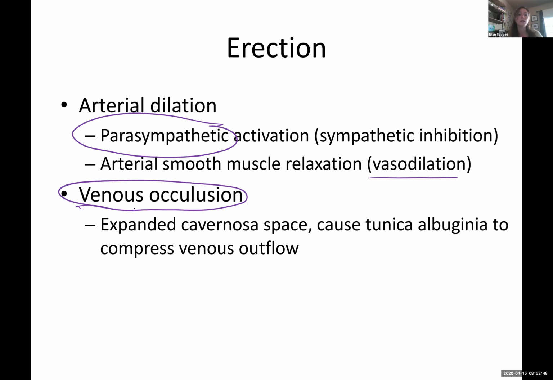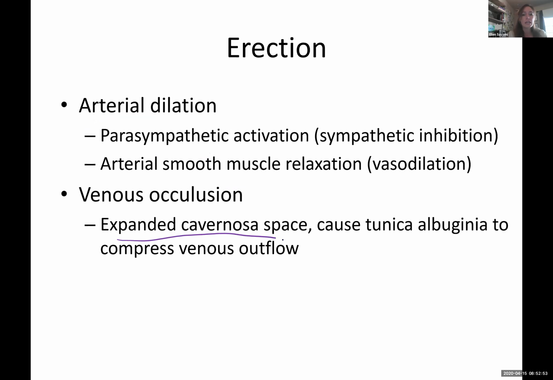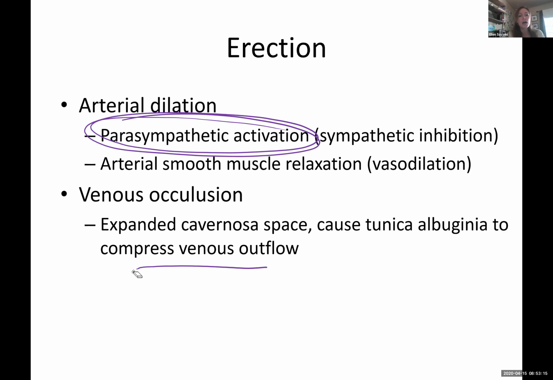So basically it's inflating. And where is this fluid going? It's going into the cavernosa space. The more blood that goes in, this outer tunica albuginea, and we talked about that around the testes, there's also a layer around the penis too, it's actually compressing venous outflow. So again, blood flow is going in, but we're preventing it from going back out. But it's important to have this parasympathetic activation.